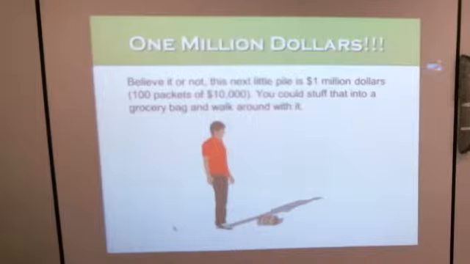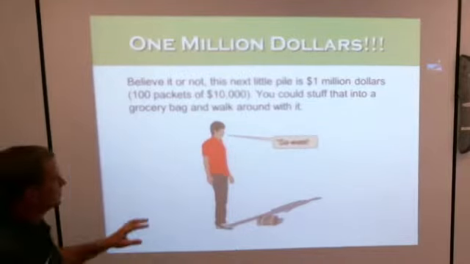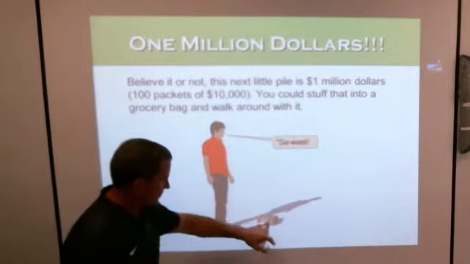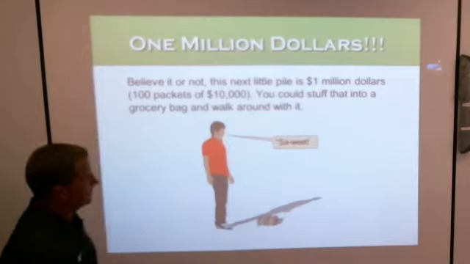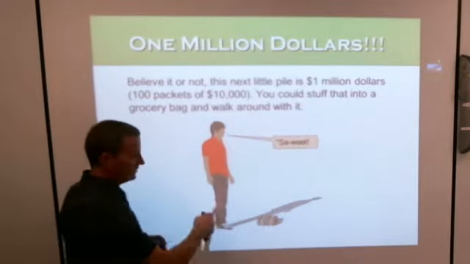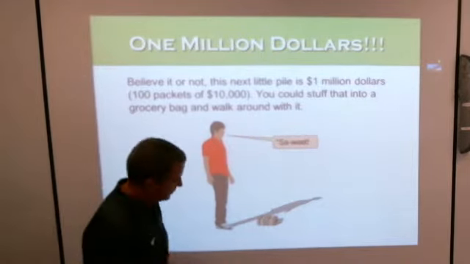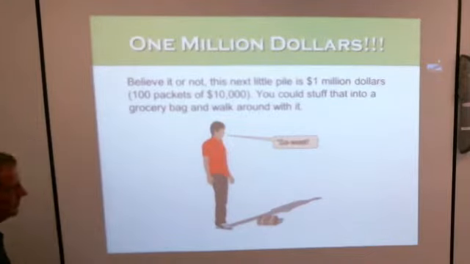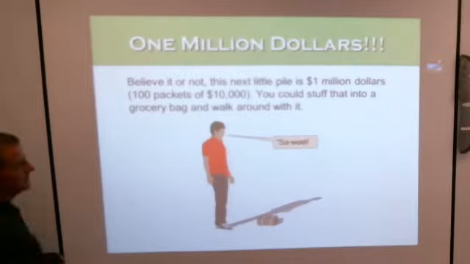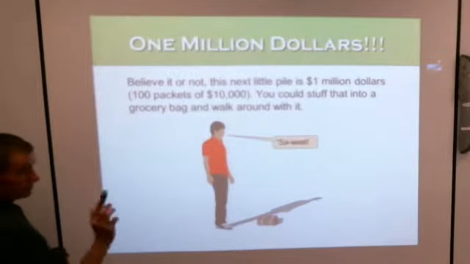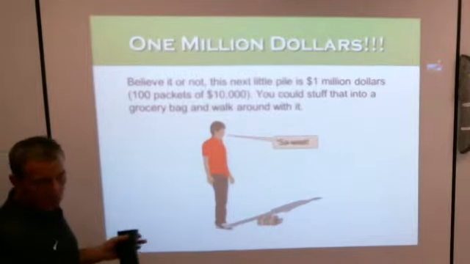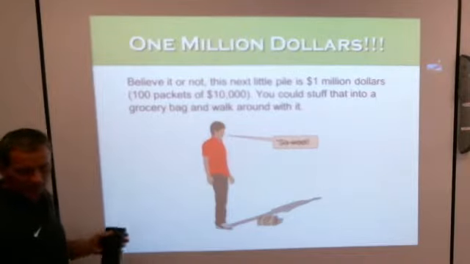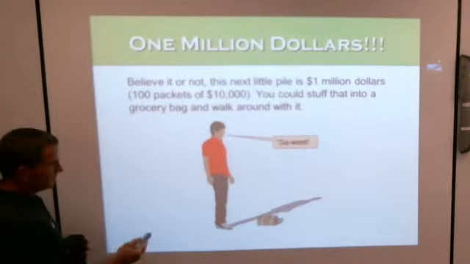Believe it or not, this next little pile is $1 million, which is 100 packets of those $10,000 bills, stacked. This guy's probably my size. You can put $1 million sitting right on the floor, right in front of you. Of $100 bills, it is not very many. Right? That's $1 million, which is a pretty good size of money, isn't it? How many of you would take $1 million? Yeah, pretty simple.